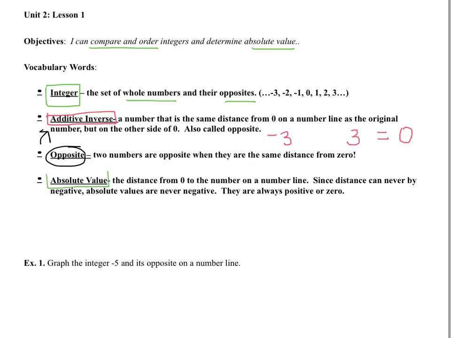Absolute value. This is an important concept. Absolute value is the distance from 0 to the number on a number line. Since distance can never be negative, absolute values are never negative. They're always positive or 0. So absolute value is absolutely always positive. When we use the symbols, the long lines around a number, to represent the absolute value, here the absolute value of -2 is +2 because the absolute value is absolutely always positive.